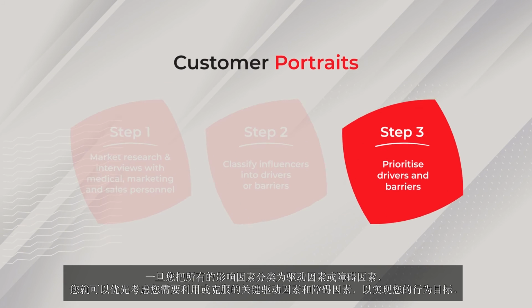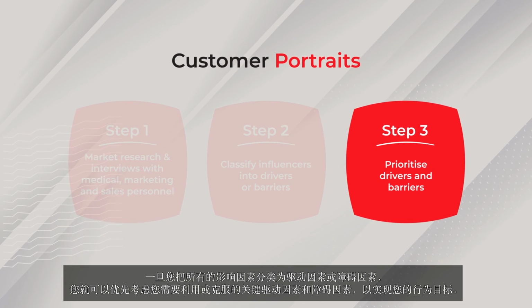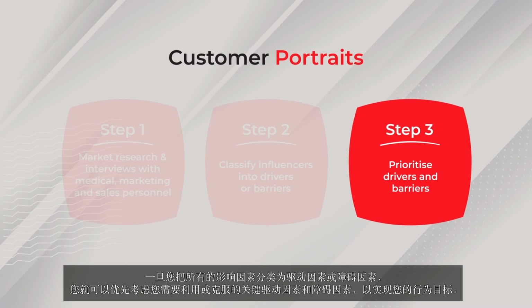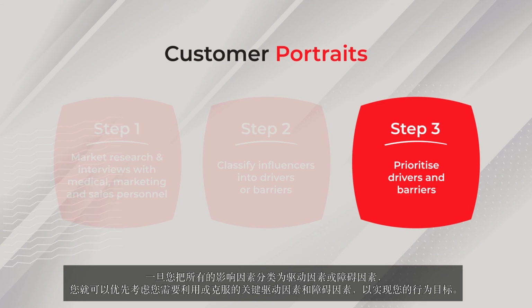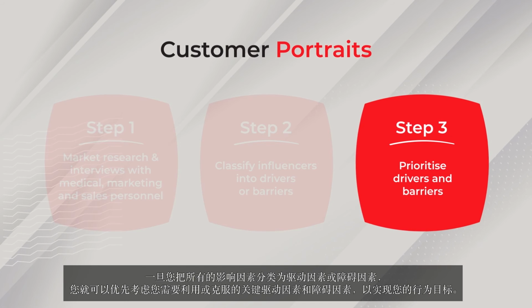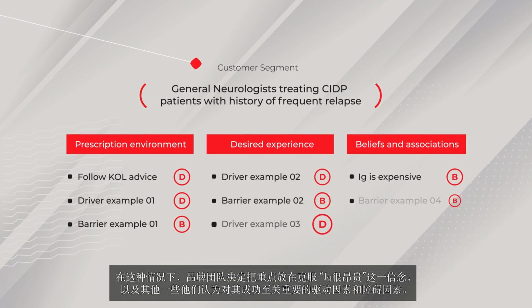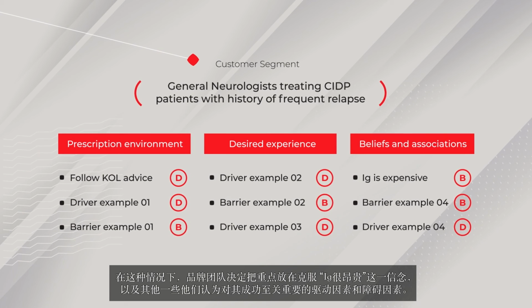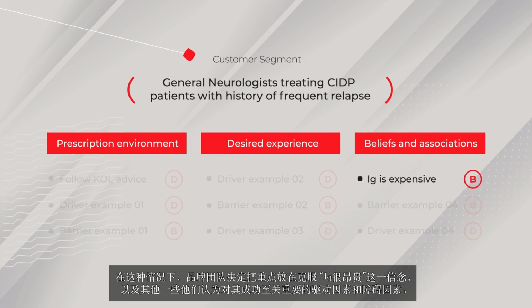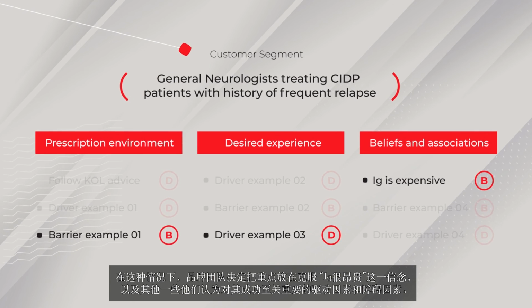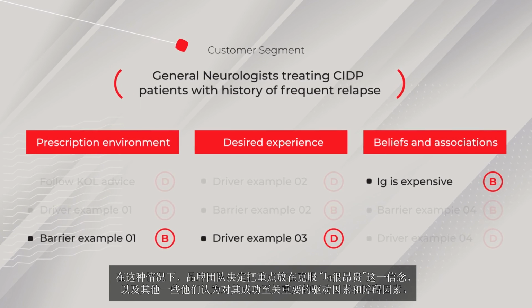Once you have classified all of the influences as drivers or barriers, you can prioritize the key drivers and barriers that you need to leverage or overcome to achieve your behavioral objective. In this case, the brand team decided to focus on overcoming the belief that IG is expensive, along with several other drivers and barriers they had identified as critical to their success.